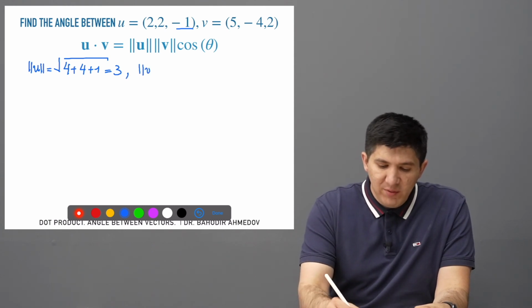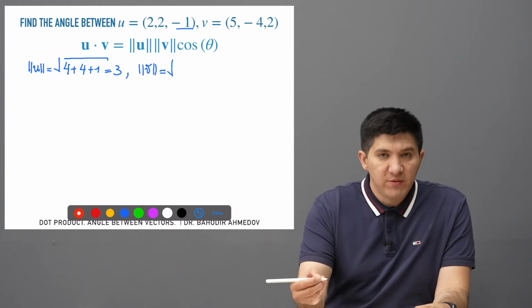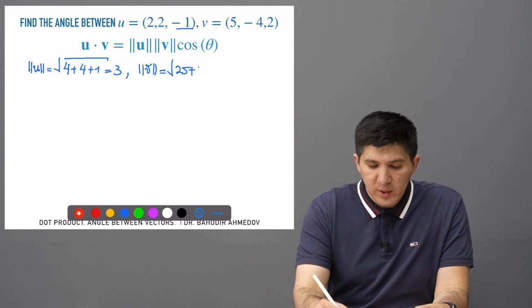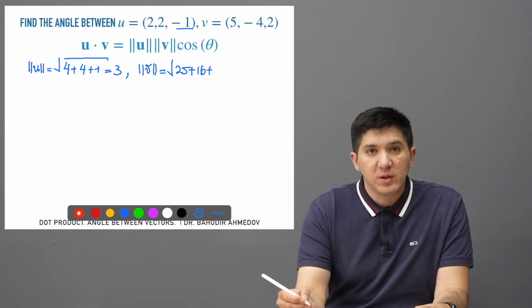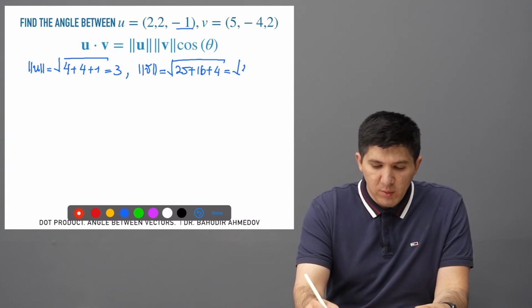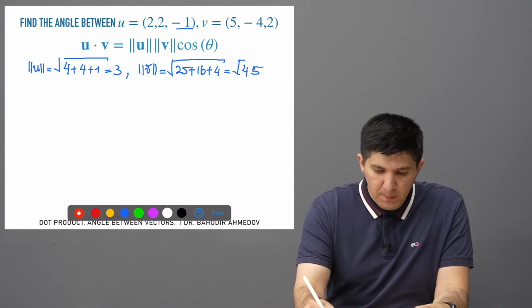The norm of v is going to be equal to the square root of 5 squared, which is 25, plus 4 squared, which is 16, plus the square root of 2 squared, which is 4. And I'm going to obtain the square root of 45.